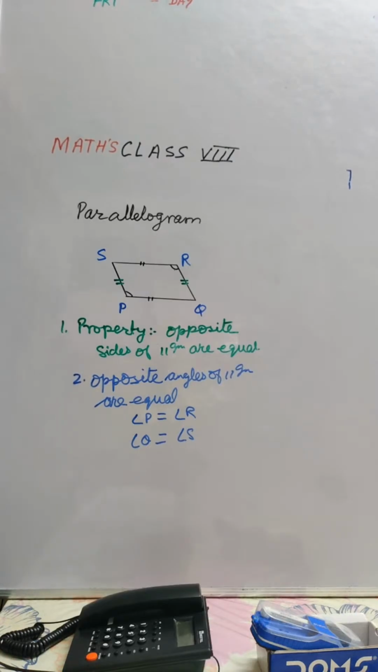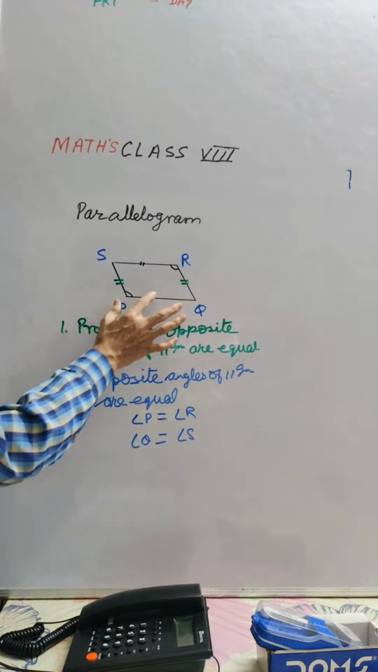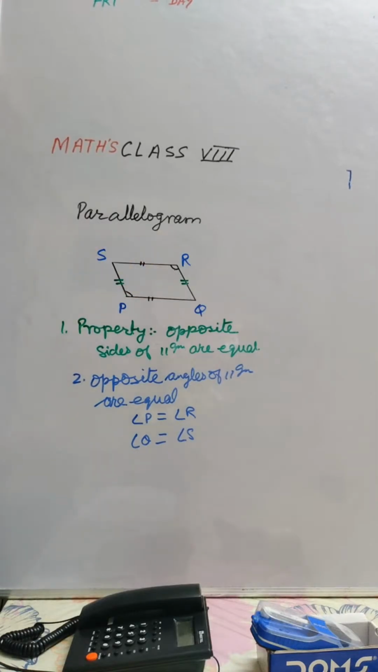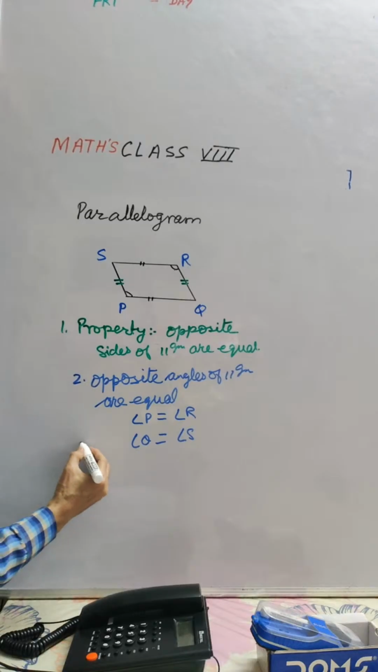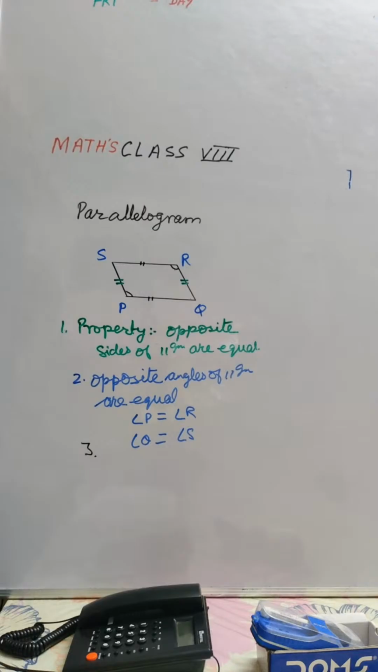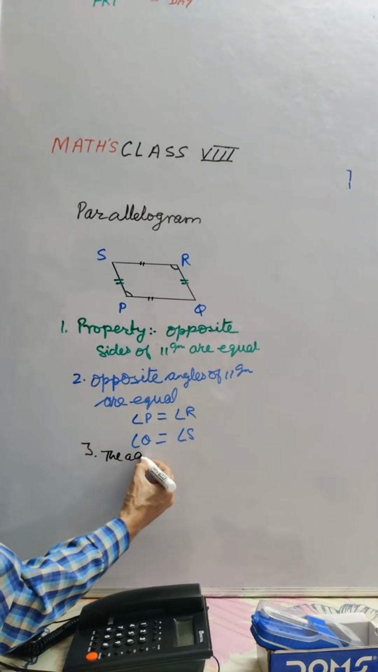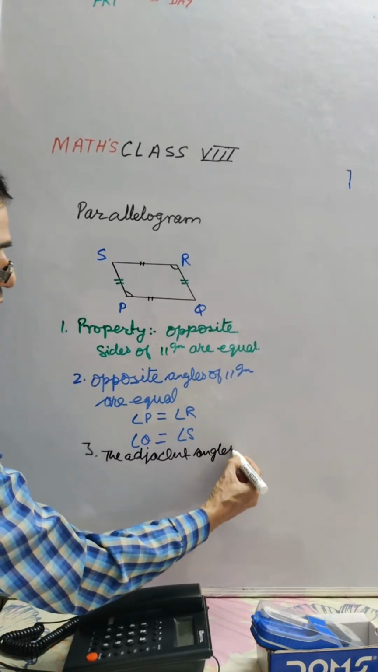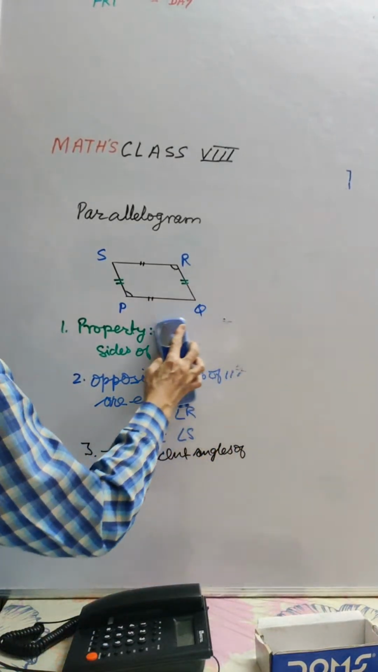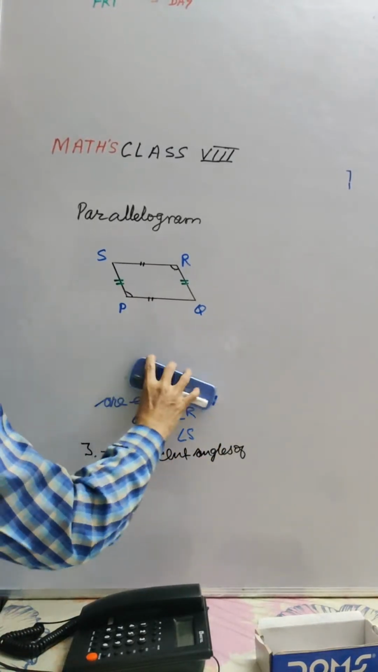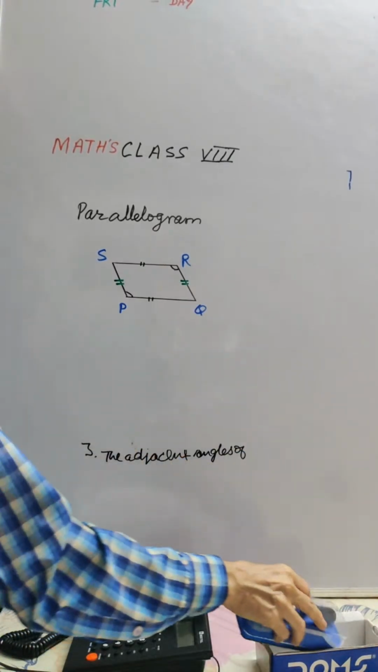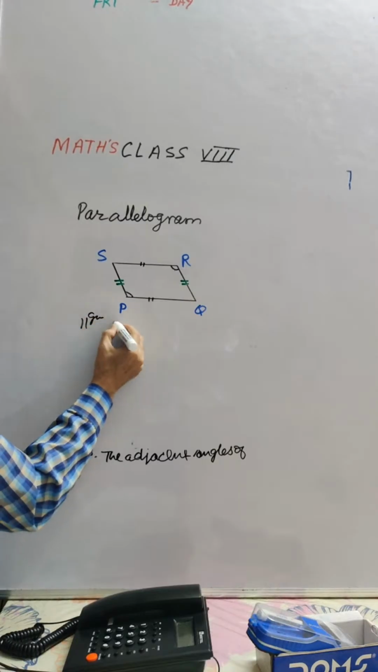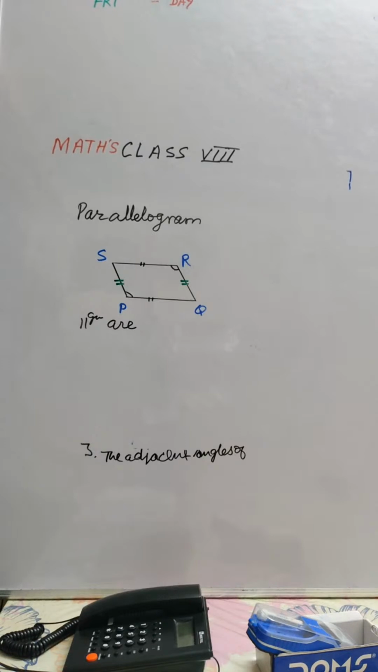Third property. The adjacent angles in a parallelogram are supplementary. These are the adjacent angles. Adjacent angles of parallelogram are supplementary. Means that their sum is 180 degrees.